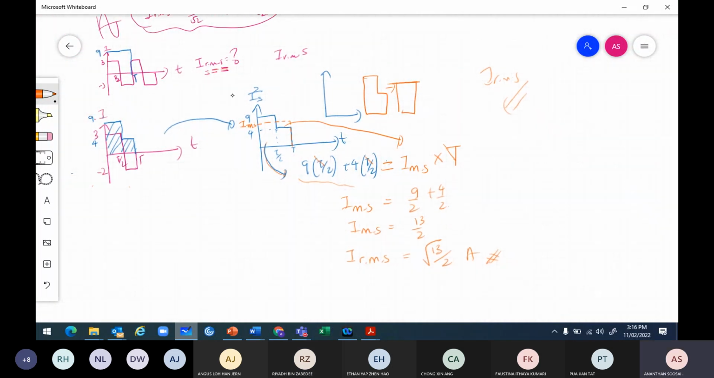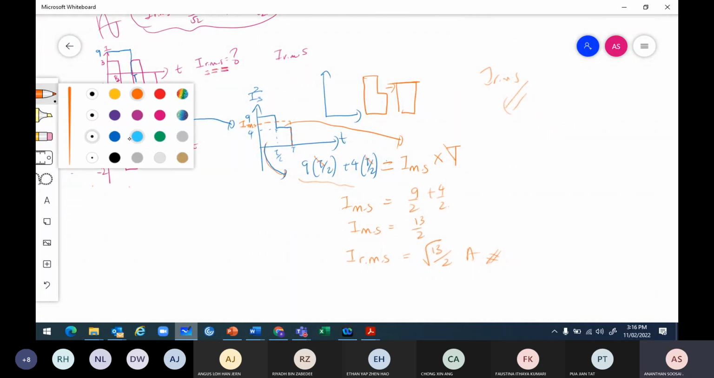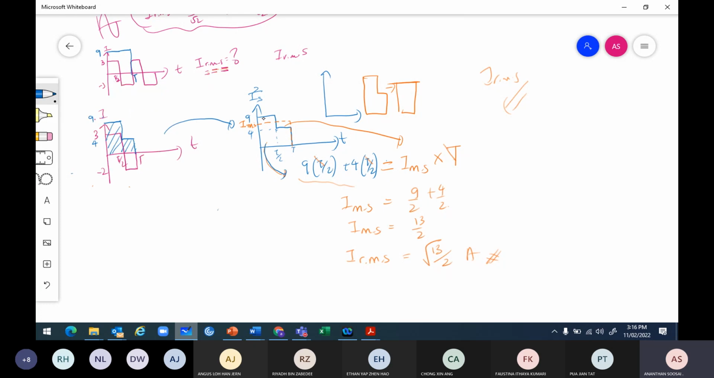Okay, so actually, the area, right? The area is equal. You see this area, the blue color. What is the area? How do you write the area of this? 9 times T over 2, the first rectangular area. The next rectangular area is 4 times, this also T over 2. Right? T minus T over 2 is T over 2. That's why you put 4 times T over 2. Height is 4. The width is T over 2 also.